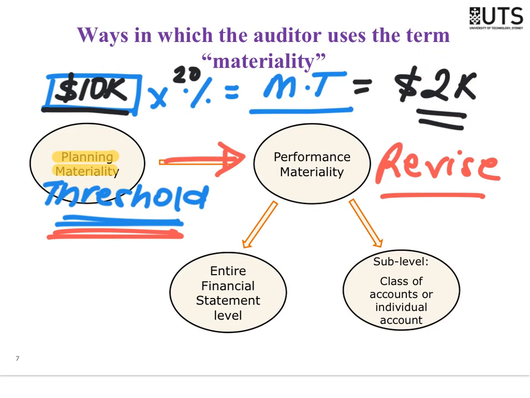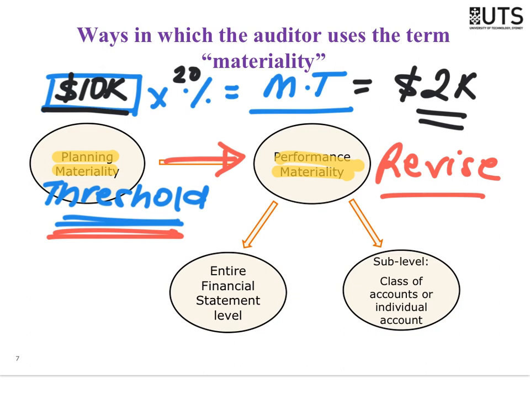Now, please be mindful, revisal can be upwards or downwards, okay? So we might need to increase it to, say, $3,000 or decrease it to $1,000. Either way, the revised materiality, ladies and gentlemen, is called performance materiality. So the premise, the understanding is still the same. We're still using it as the reference point to determine if misstatements are material or not. The difference is when it comes about.